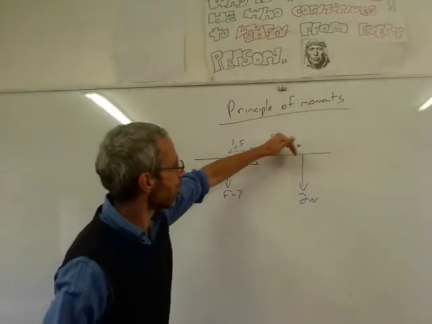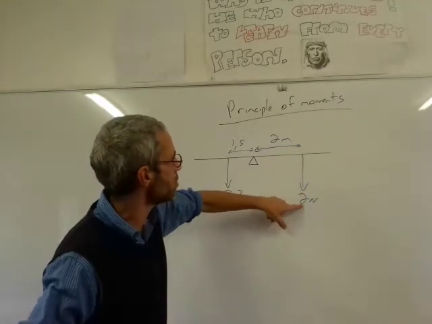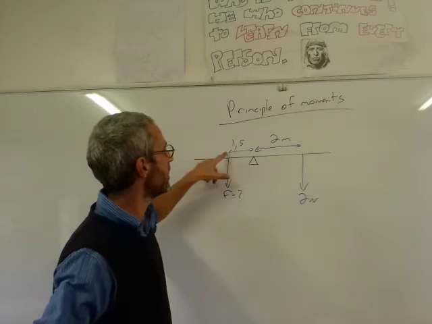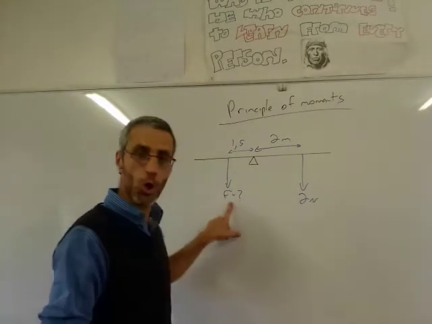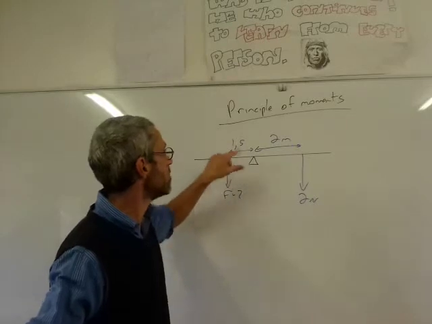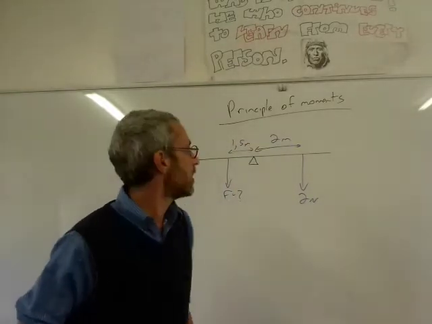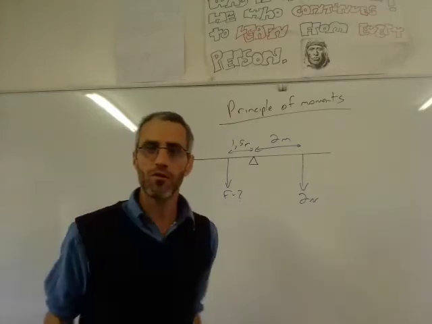Okay, so we've got an object that pushes this seesaw 2 newtons, and it's 2 meters away from the pivot. And we've got another object. We don't know the weight, the force that pushes the seesaw, but we know it's 1.5 meters. Okay, and the question is, what's the force?